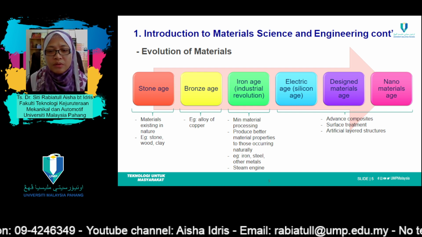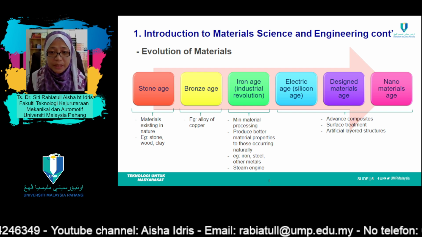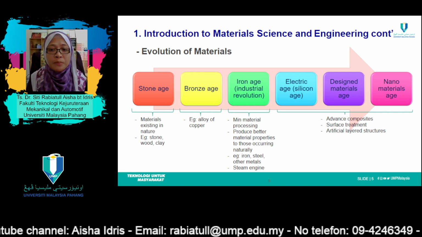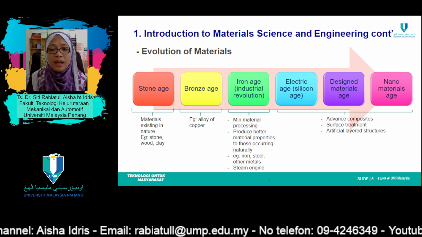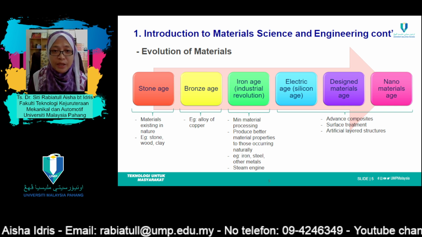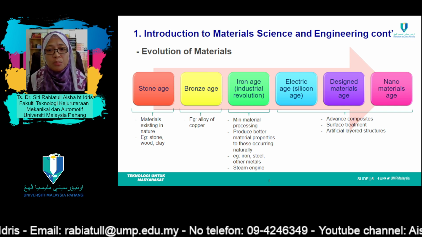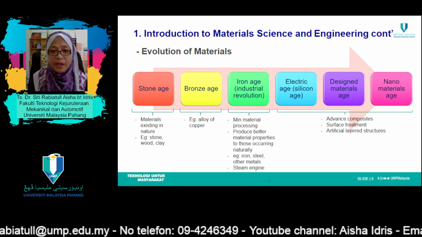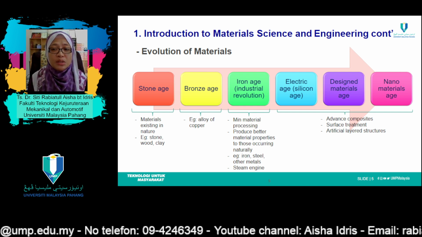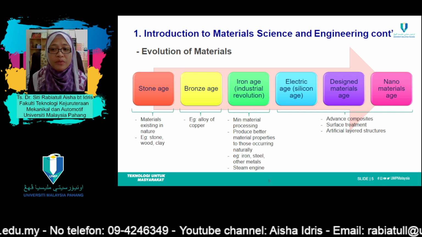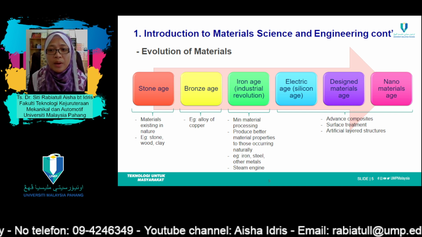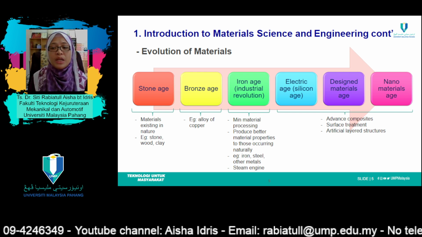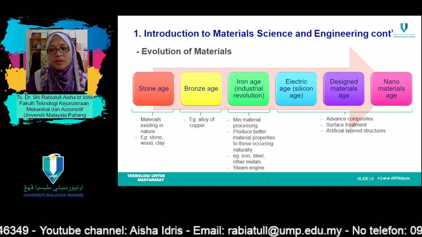First of all, let's look at the evolution of the materials itself. It starts with the Stone Age, for example stone, wood, and clay, which are materials that exist in nature. After that, moving to the Bronze Age, for example alloys and copper, followed by the Iron Age. During that time, it was known as the Industrial Revolution, followed by the Electric Age, and until now, the nanomaterials age.